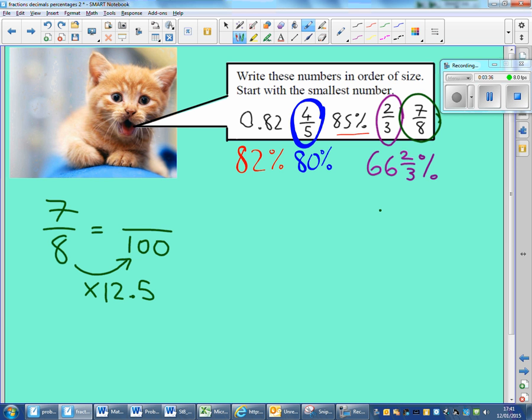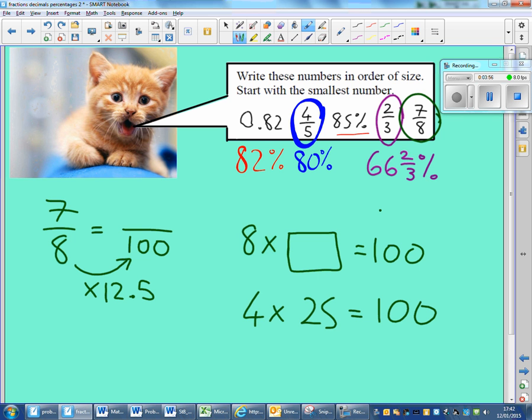Hopefully you will have seen that in your lessons, that 8 multiplied by 12.5 gives 100. It makes some sense if we think 8 times something is 100. Not sure what that is instinctively, but I do know that 4 times 25 is 100, so that's okay. Now remind me, what did I do to go from 8 to 4? I divided by 2. So what must I have done to this number? I must have divided by 2. Another way of saying it, what do I do here? I must have to divide by 2 here.